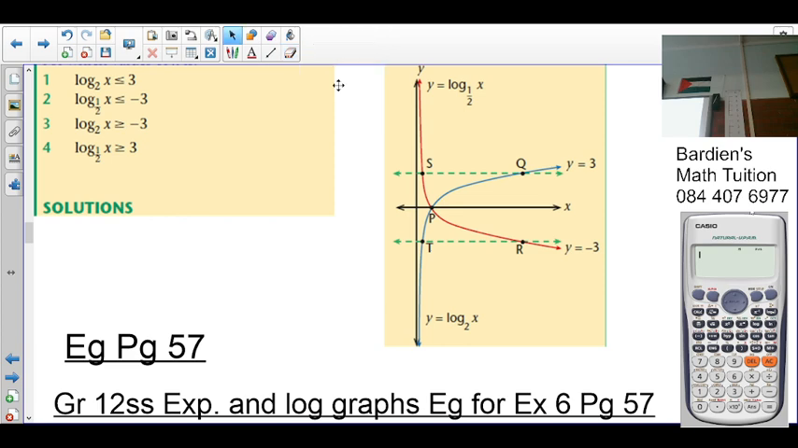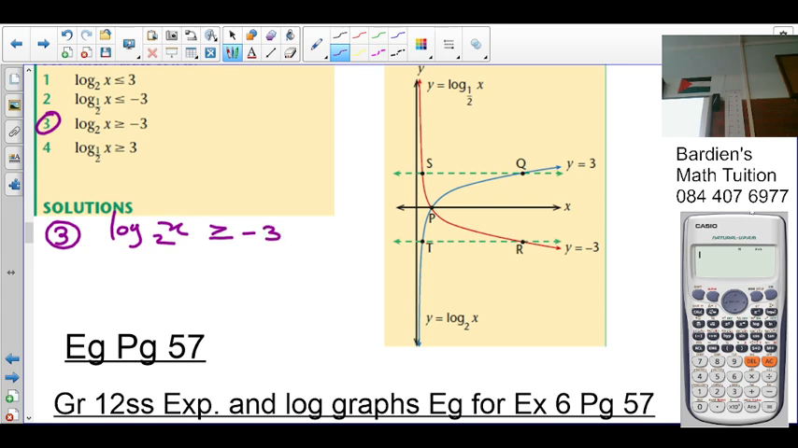Let's look at number 3. Here we are asked, where is log x base 2 greater or equal to minus 3? If I must draw the y is equal to minus 3 graph, that is the graph there that we drew. However, that is the y is equal to minus 3 and the log x base 2 graph is that one here.